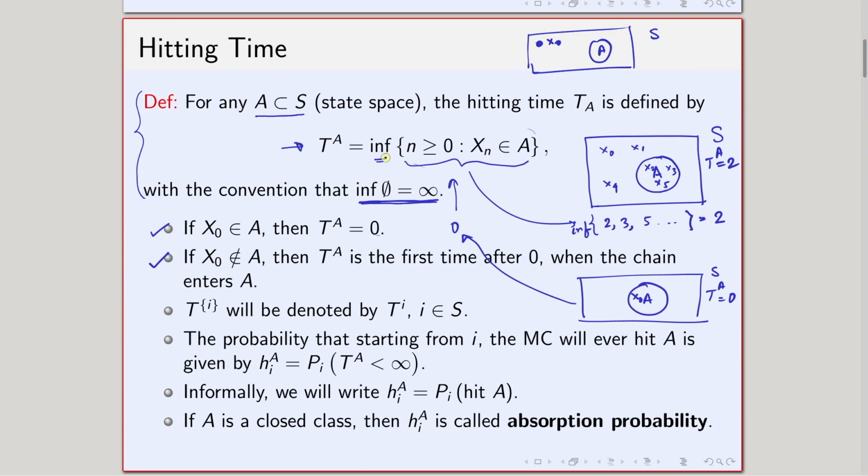It is basically nothing but the infimum of the set n greater than or equal to 0, such that xn belongs to A, with the convention that the infimum of the empty set equals infinity. Then we have two points: if x naught belongs to A, then Ta has to be 0. This is the scenario in this case. And if x naught does not belong to A, this is the scenario in this case. Then Ta is the first time after 0 when the chain enters the set A.